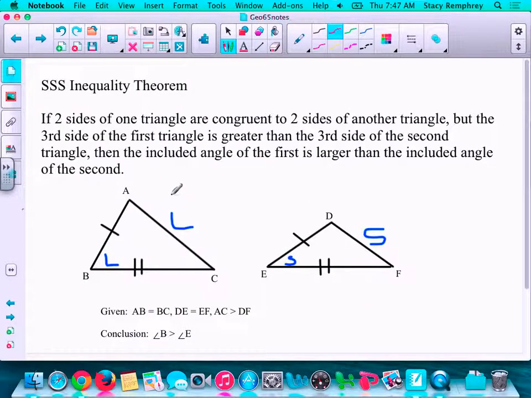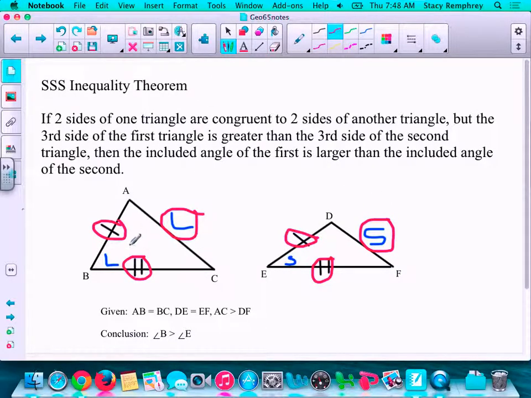In the next one, SSS inequality theorem, again, it starts the same. We have two congruent sides. But this time, my given changes a little bit. I still have this, but now I'm given information about the third side. Okay, I have two congruent sides. Again, a very important piece to this, and that the third side is longer than the other.